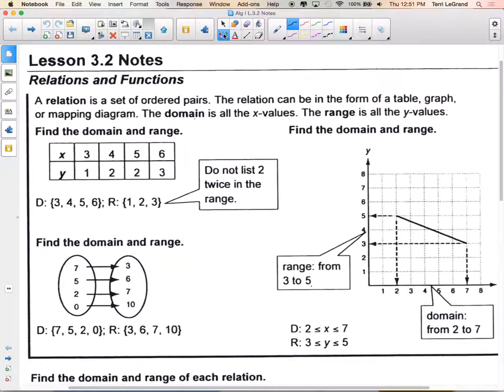Morning. Okay, lesson 3.2, we have 2 learning goals today. These are the 2 things we have to make sure that we understand in this lesson: being able to identify domain and range, and being able to determine if a relation is a function.